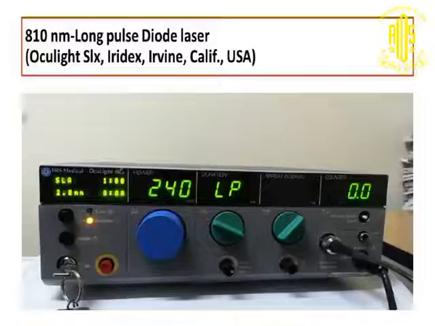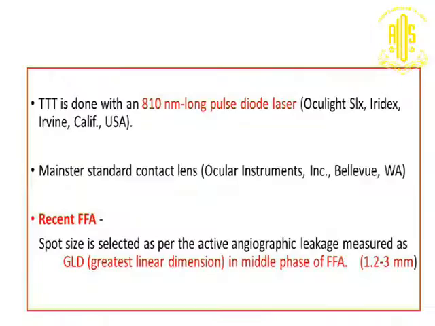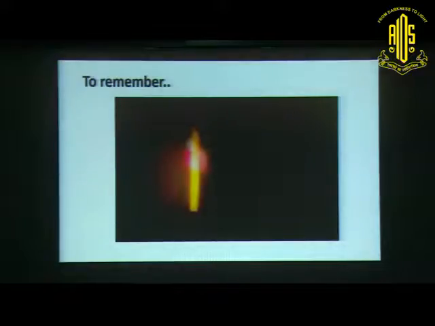Here we use an 810 diode laser, the Oculite SLX Iridex laser, with a 60-second laser burn. We still use fluorescein angiography, not ICG angiography, to avoid unnecessary overtreatment. The greatest linear dimension is measured based on the mid-phase fluorescein angiography, and we go for a threshold test burn, and based on the test burn only you decide what power to use in that particular patient.